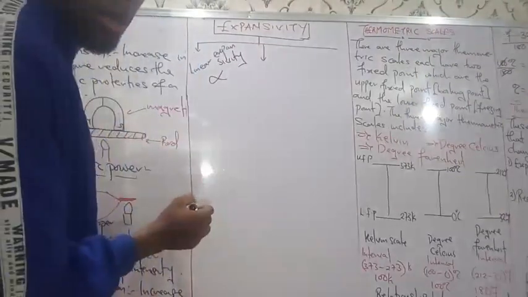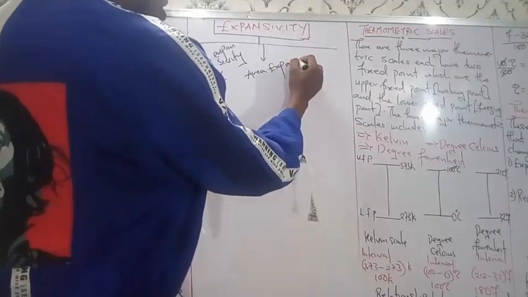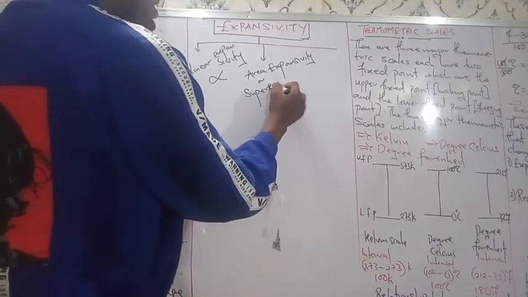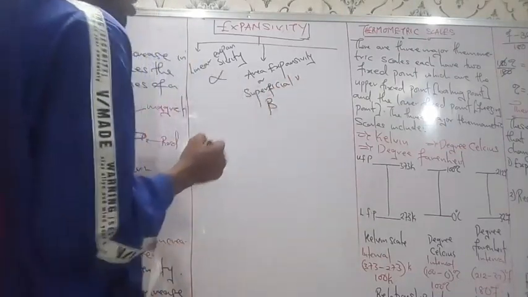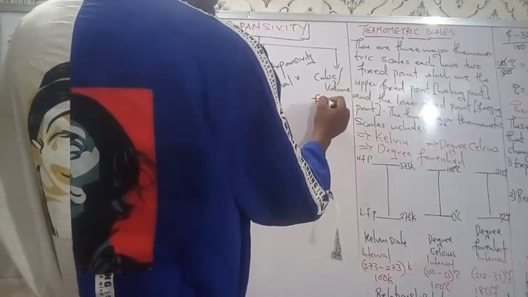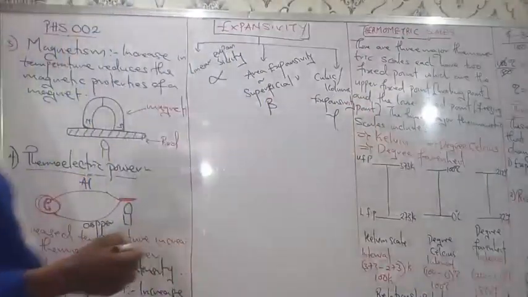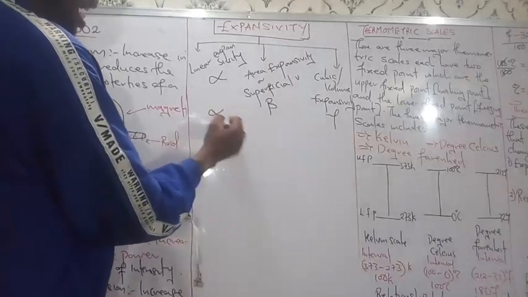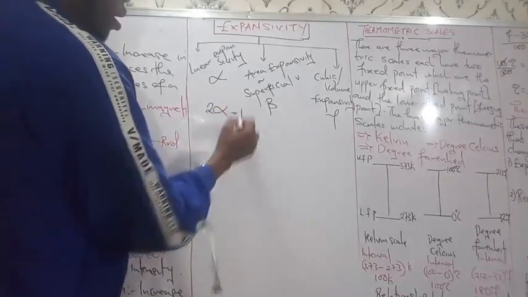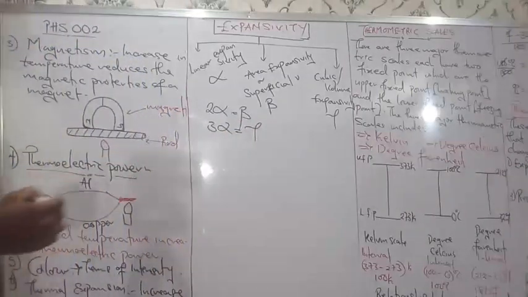We have the area expansivity, also referred to as superficial expansivity. We have beta. And lastly, we have the cubic or volume expansivity, represented by gamma. And we must appreciate the fact that two times linear expansivity equals one area expansivity. And also, you must know that three times linear expansivity equals one cubic expansivity.